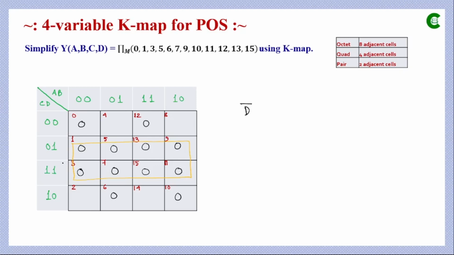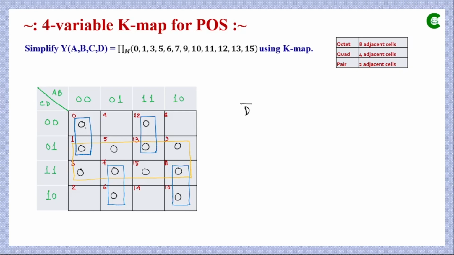And we can see there is no possibility of any more octet, and also no possibility for any quad. But there are still 4 zeros which are not yet part of any group, and by taking those zeros and their adjacent cells which are filled with zeros, we can form pairs. So altogether 4 pairs will be possible. Now we simplify this K-map based on these pairs one by one.